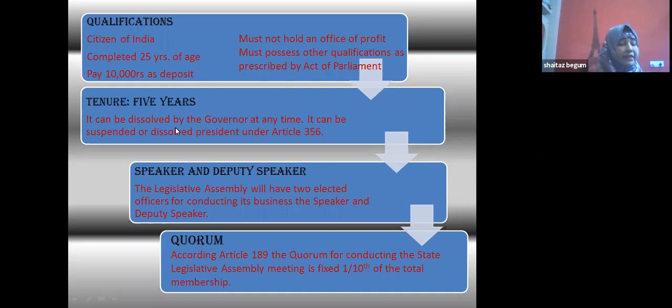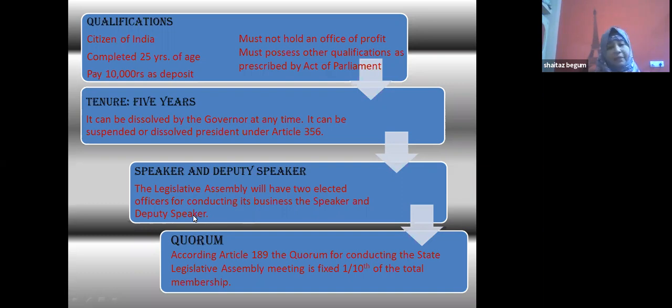The Legislative Assembly may be extended for a period of 1 year. After that, the elections have to be conducted within 6 months. The Speaker and the Deputy Speaker. The Legislative Assembly will have two elected officers for conducting its business. For conducting the daily meetings, the Legislative Assembly will elect two officials. They are called the Speaker and the Deputy Speaker.